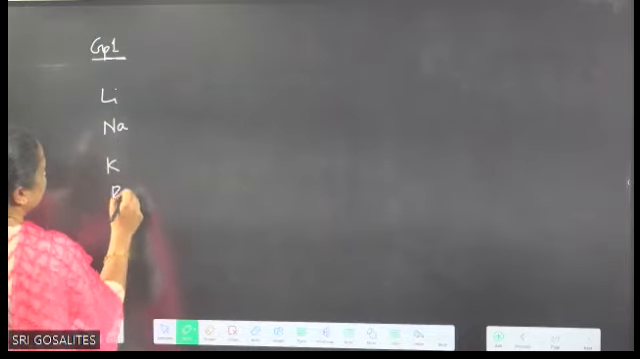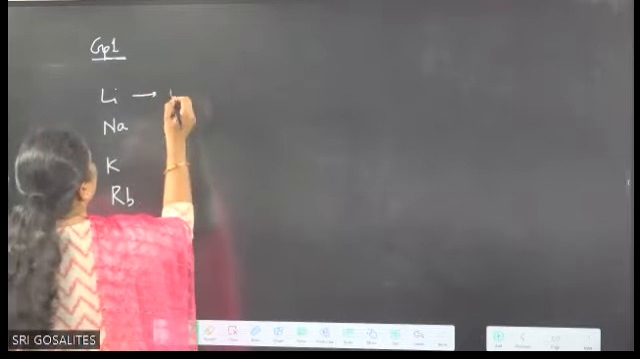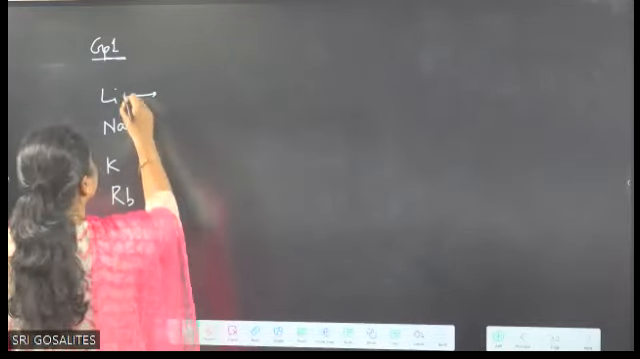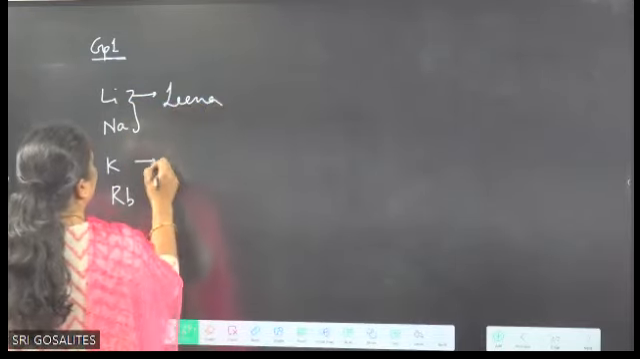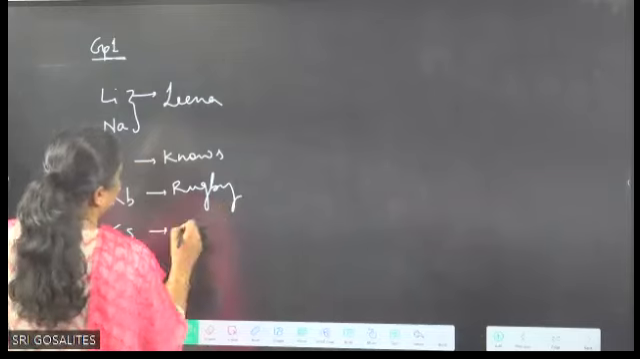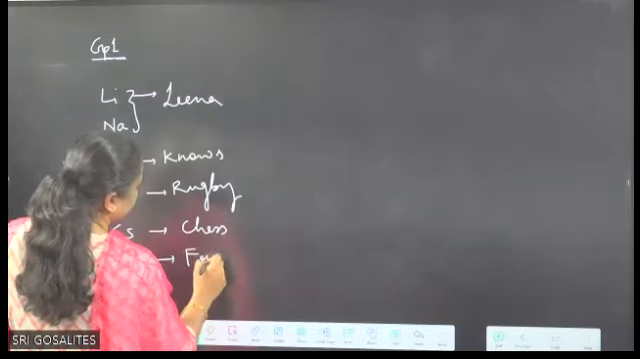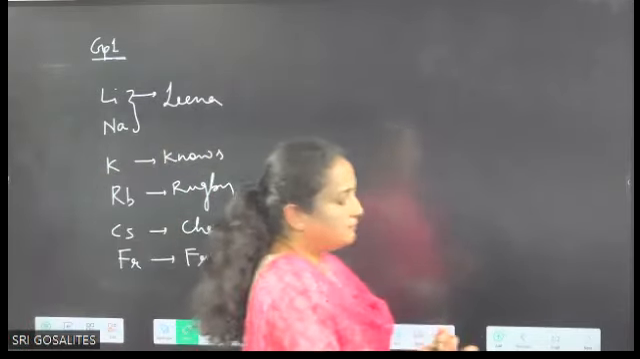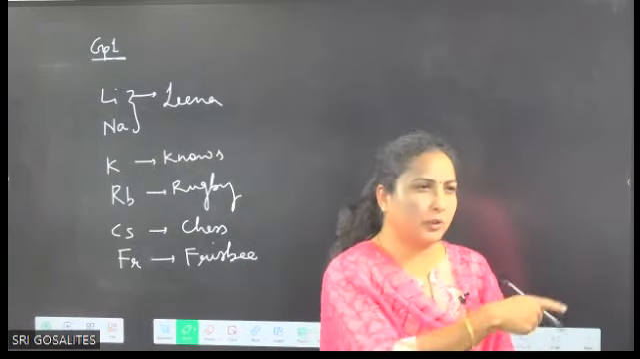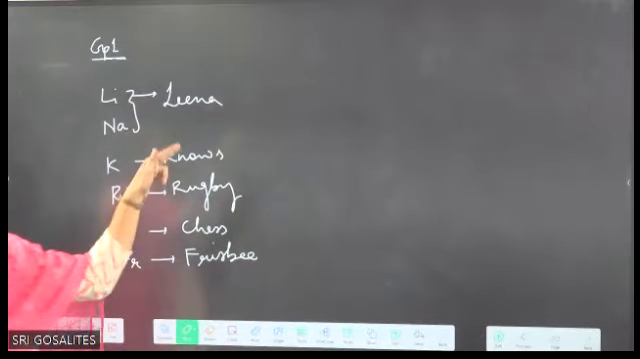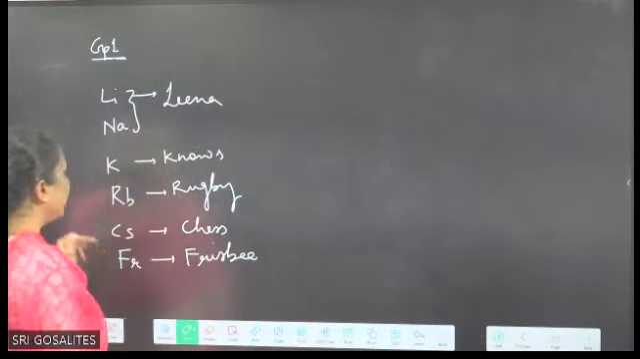So lithium, sodium, potassium, rubidium, cesium, and francium. How can you remember this? It will be Lena knows rugby, chess, and frisbee. These are all games. A frisbee you might have played when you were small, a disc-like thing you play with. So remember like that: Lena, you will have lithium, sodium, potassium, rubidium, cesium, and francium.